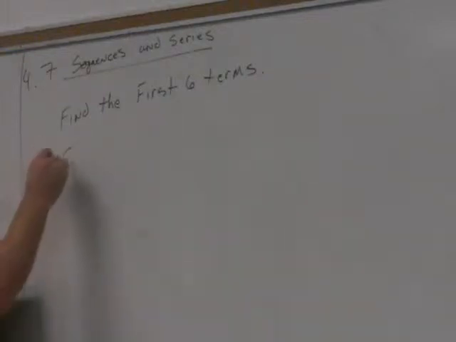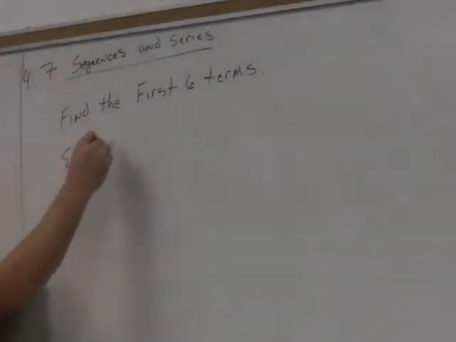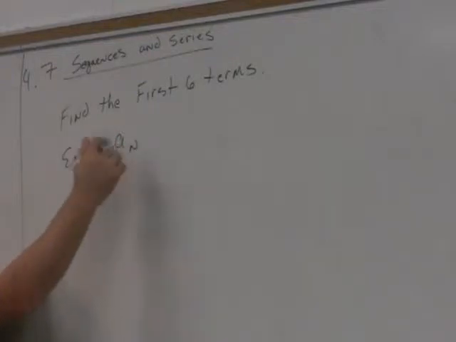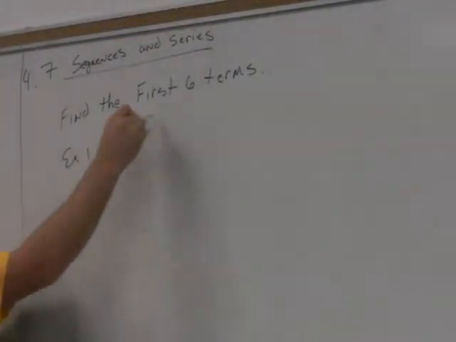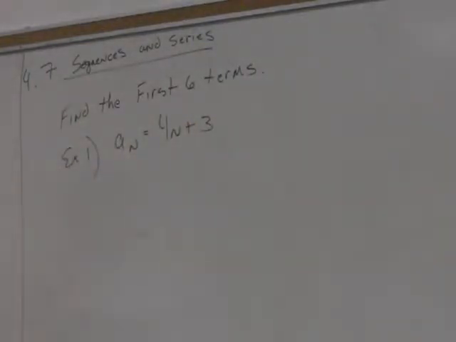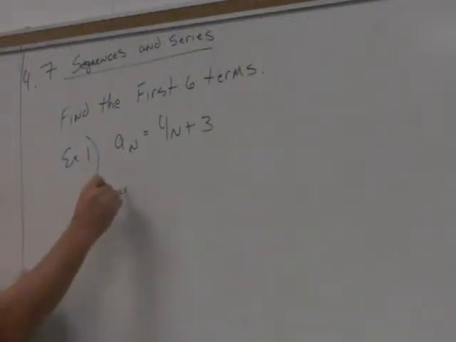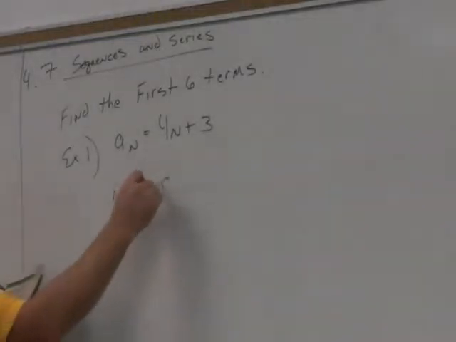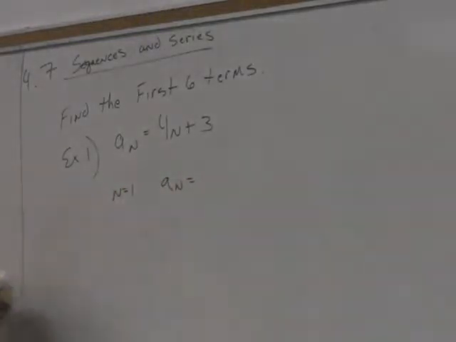The first example, let's see, is A sub n. This is A sub n, which is kind of like a rule, 4n plus 3. Okay, so this is example 1. They're going to give you a rule. This is very similar to a T-chart. You're going to say n is equal to 1, then A sub n is equal to whatever, and so on and so on. When n is 2, when n is 3, 4, 5, and 6, you're finding each one of these.